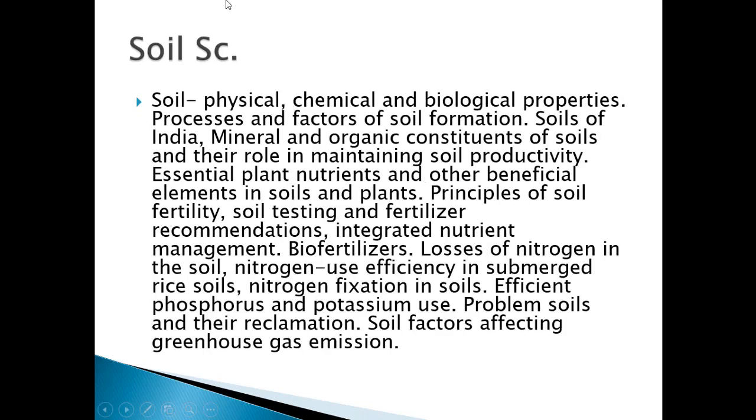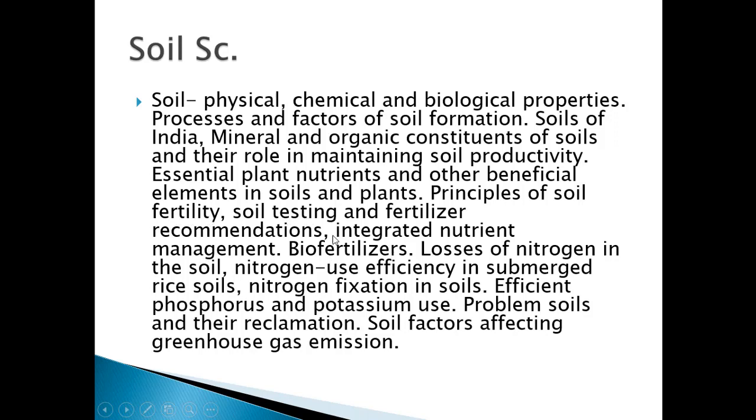And when you look at the soil science, please study all the previous year questions. That will give you a lot of idea. Sir, for example, biological properties. This is very important. They are asking it every now and then. And also, regarding soil fertility, they are asking every year a few questions.